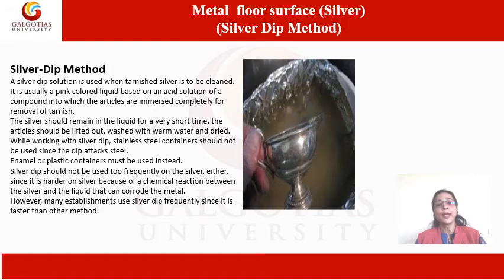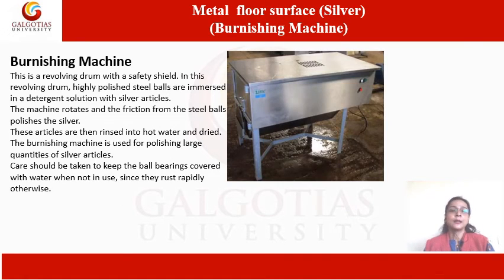We have another method also, that is the burnishing method. So let's see how the burnishing method really works for the cleaning of silver surfaces. Let's see it. So here we have the burnishing machine. This is a revolving drum with a safety shield.